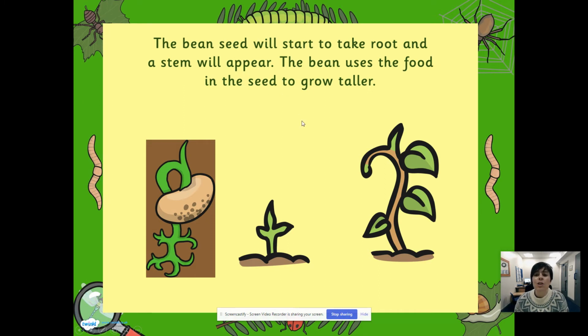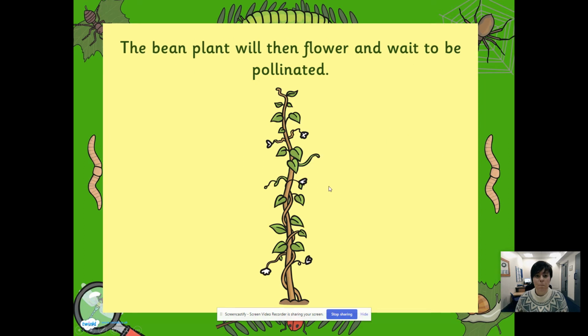The bean seed will start to take root. Here we go, there's the roots there. And a stem will appear. The bean uses the food in the soil to grow taller. So here we are, here's the roots. You know that the roots go down and help to keep the bean safe and stable in the soil. And then, of course, can you see that there where I'm moving that around? That's where the stem is going to grow. And look, it grows bigger and bigger with time.